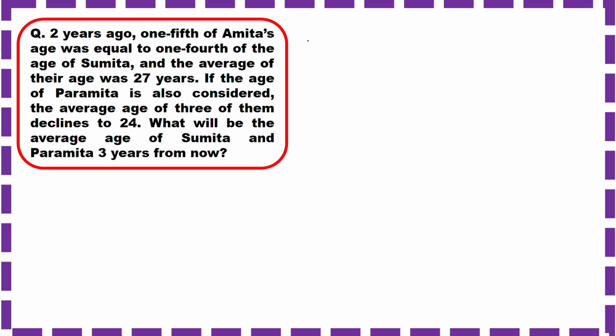So we can consider the ages of Amita, Sumita and Paramita. We can assume the present ages as A, S and P, right? And it was given that 2 years ago, 1/5 of Amita's age was equal to 1/4 of the age of Sumita, and the average age was 27 years.